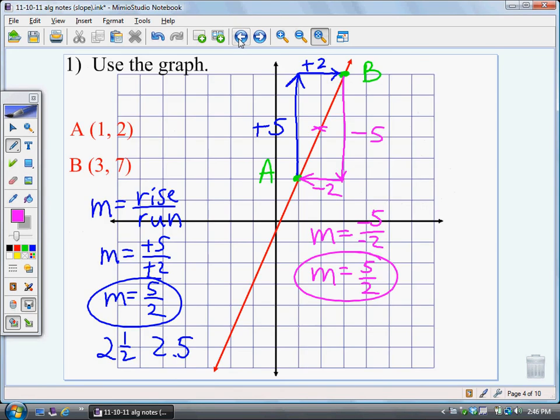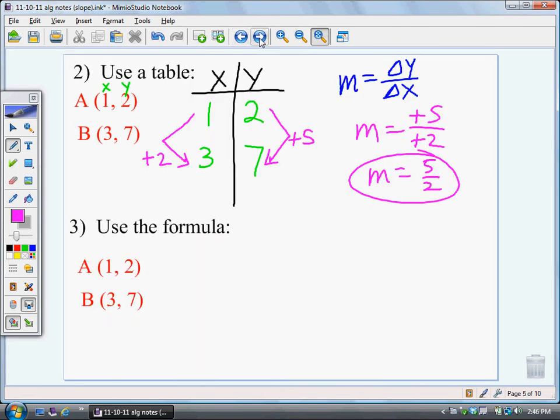And that's exactly what we had right here, 5/2. We did it with the graph on this page. Here we did it with the table, change in Y over change in X. Same 2 points, we should have the same answer. And then the third thing I said I'd show you is how to use the formula.